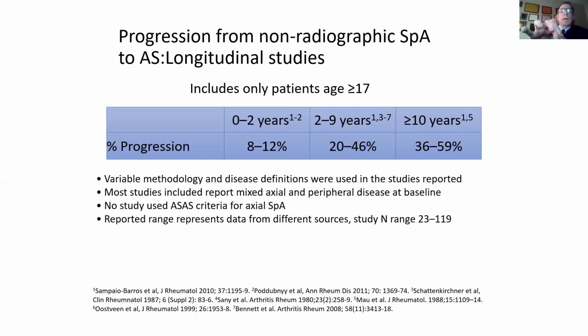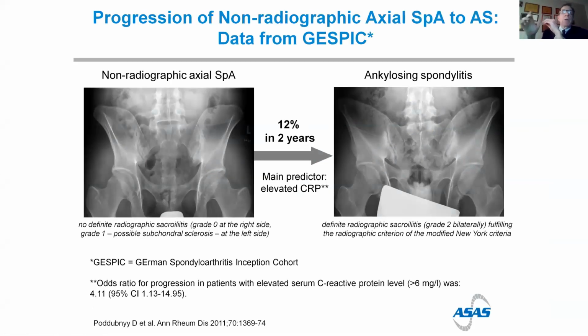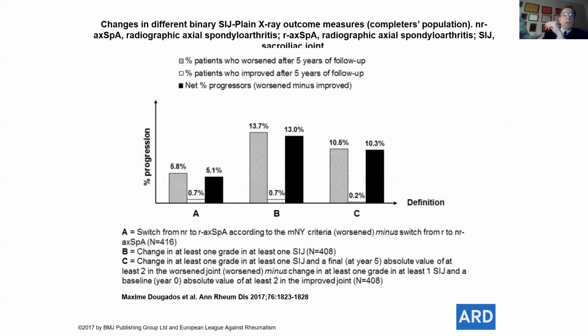Looking at some of the older studies, we see that at greater than 10 years, there's still a large proportion that have not gone on to progress to radiographic axial spondyloarthritis. Denis Poddubnyy looked at the GESPIC cohort for those that went from non-radiographic to radiographic axial SpA. They found 12% in 2 years, and in particular, the presence of an elevated C-reactive protein was the best predictor of those that would go on to develop ankylosing spondylitis from non-radiographic disease.